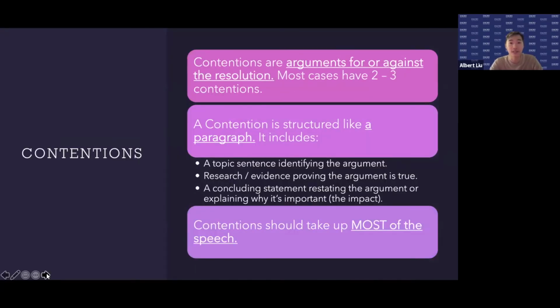Contentions are pretty simple as well. They're similar to contentions in other debates: arguments for or against the resolution. Most cases in PF are going to have two or three. Most of the time mine have two, with some subpoint structures inside. A contention is structured like a paragraph, so it's going to have a topic sentence, research and evidence, and a concluding statement. These are going to be the bulk of your speech.